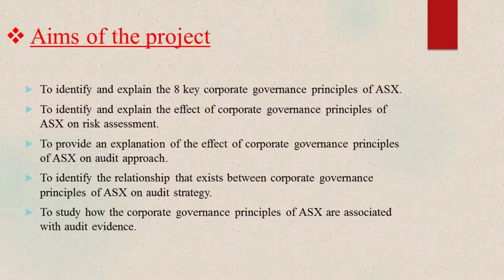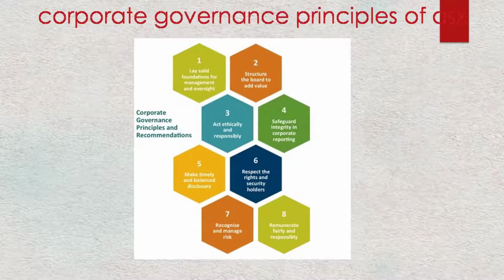Number 4, to identify the relationship that exists between corporate governance principles of Australian Securities Exchange and audit strategy. And at last, we are going to study how the corporate governance principles of ASX are associated with audit evidence. There are basically 8 major corporate governance principles which you can see on this slide. And we're going to discuss each and every principle in detail in the upcoming slides.